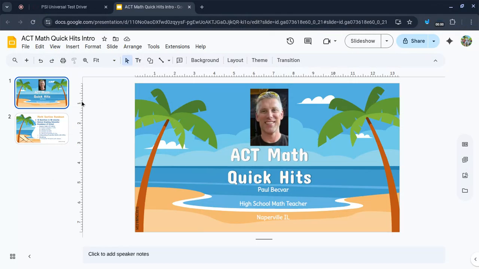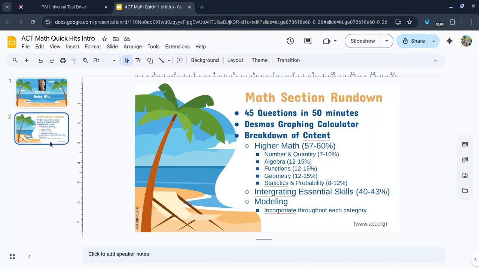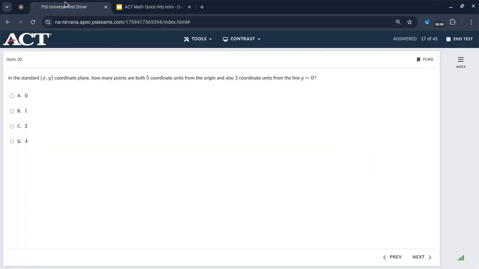All right, so there is the rundown of the math section of the ACT. Let's get back into it for today.